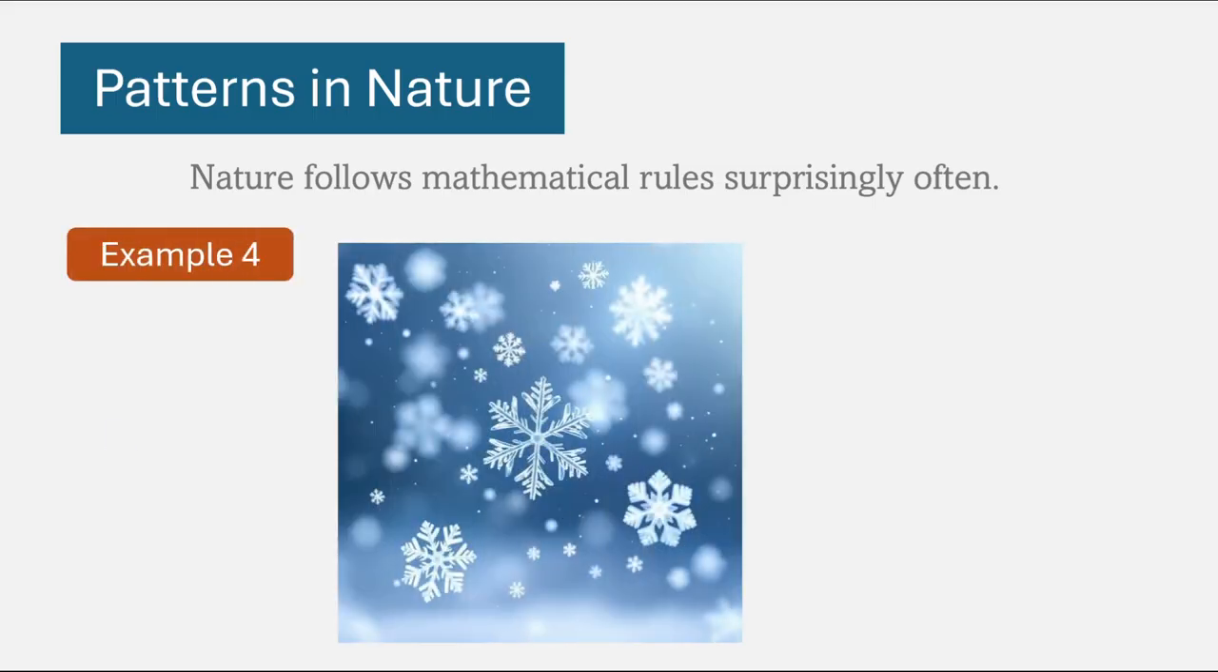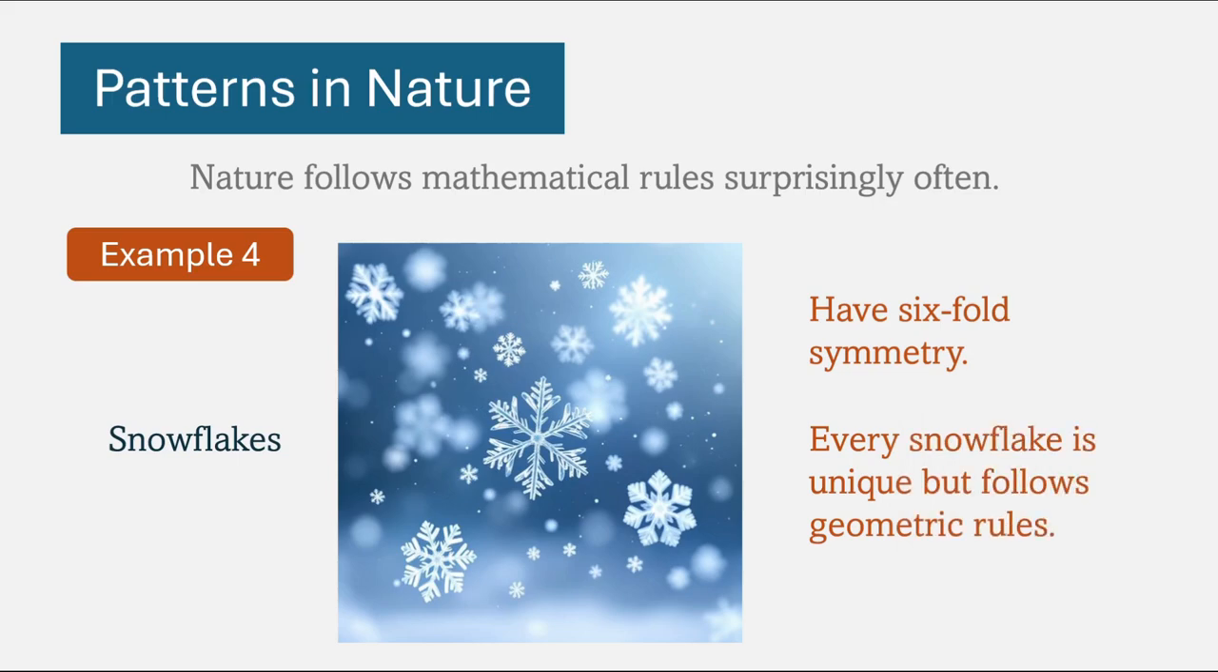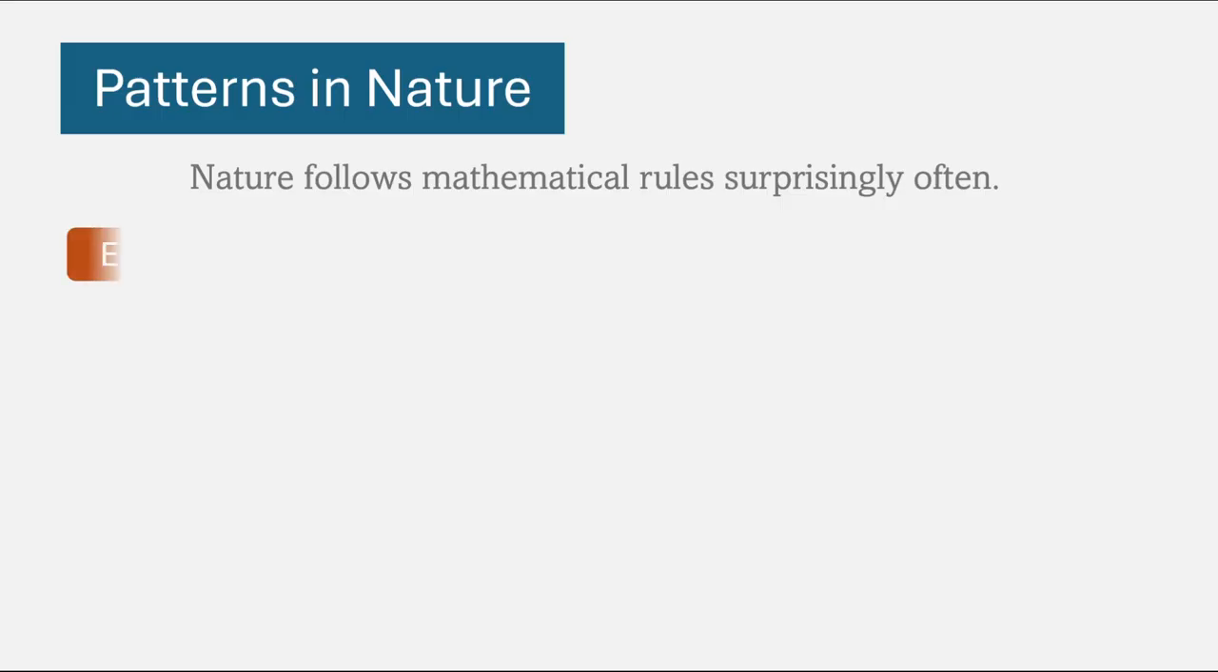Example number 4. So we have snowflakes. So although these are really small, but if we try to look at it closely, okay, this is what they look like. So they have six-fold symmetry, and every snowflake is unique but follows geometric rules. So that is why mathematics is amazing, because mathematics is relating to nature.